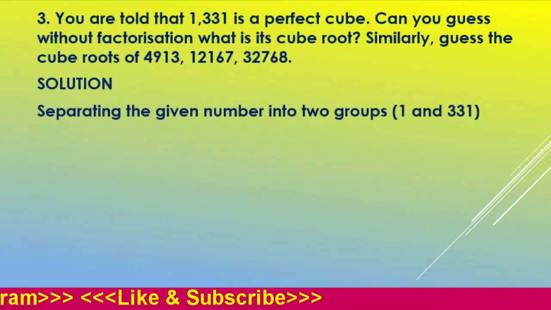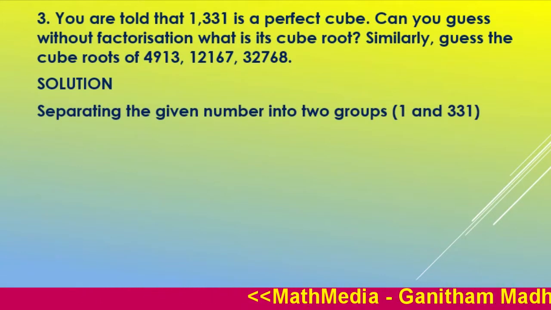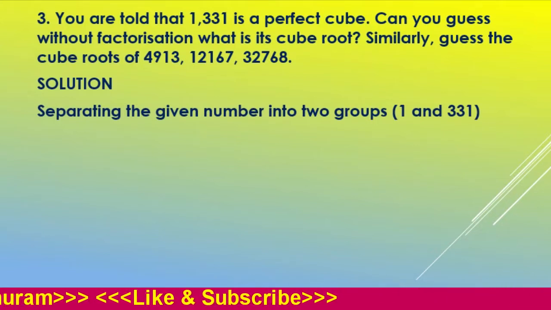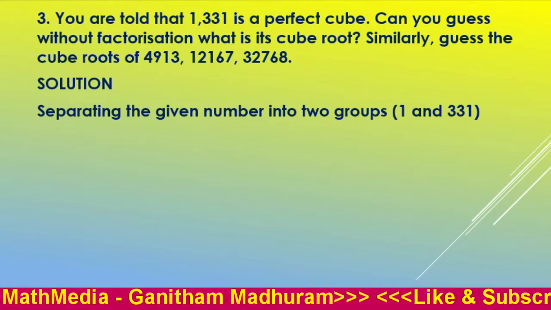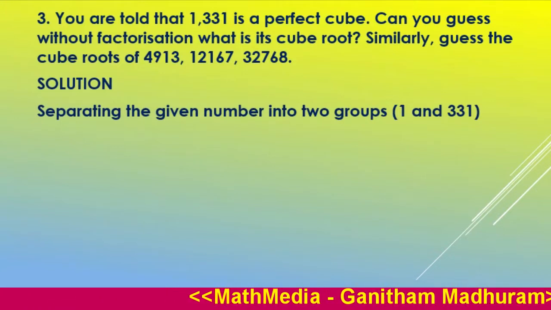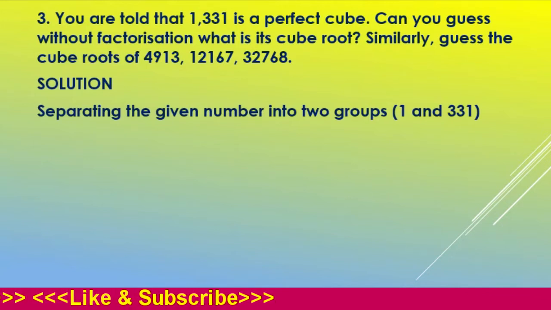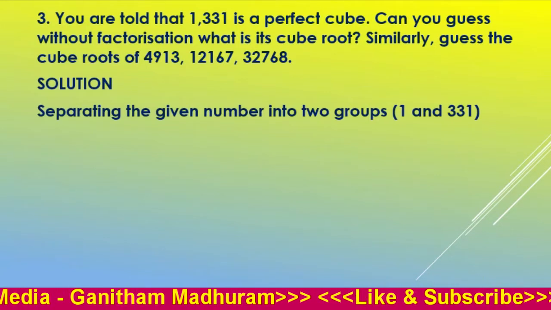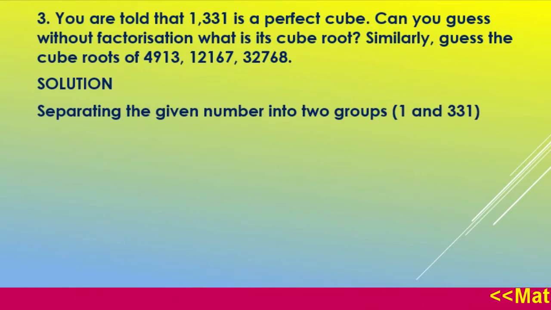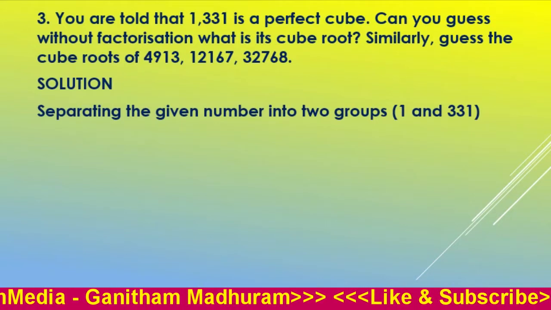Next, question number 3. You are told that 1331 is a perfect cube. Can you guess without factorization what its cube root is? Similarly, guess the cube root of 4913, 12167, 32768. We can find this cube root by estimation.